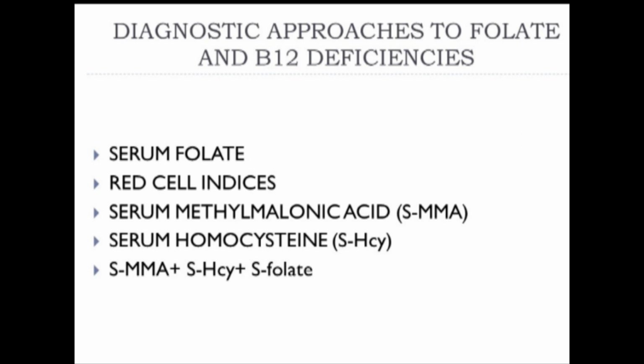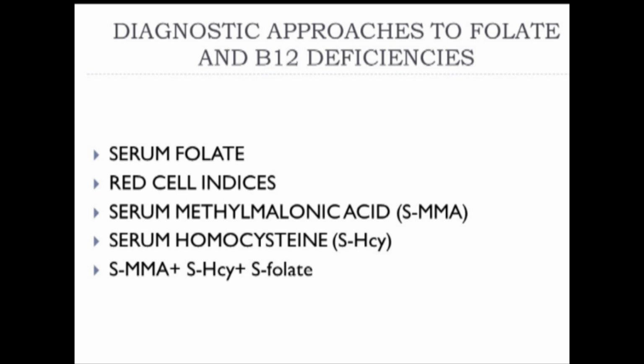The red cell indices is referring to the MCV, the mean corpuscular volume, and in both folate and B12 deficiency, the MCV tends to increase. Now, serum methylmalonic acid, when it rises, exclusively means that there is a B12 deficiency. There's no evidence of any involvement of folic acid in this particular pathway. Whereas serum homocysteine typically will be elevated in a folate deficiency, but we also saw biochemically that it can also be high in a B12 deficiency.